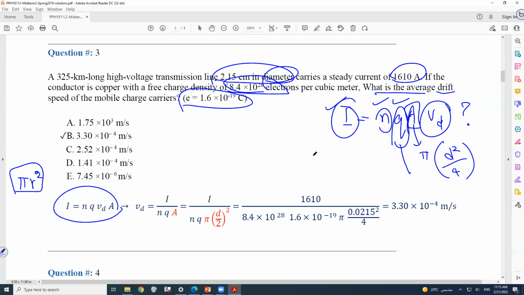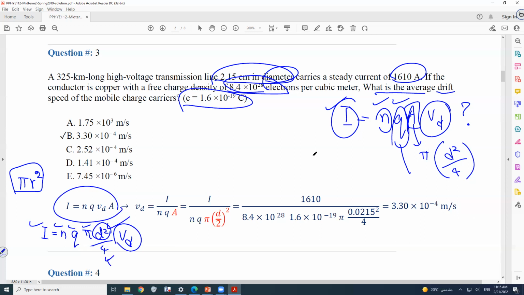Now my point is, in this equation, you can substitute what is given. N is given, Q is given, Vd is the question. Instead of A, you have pi d squared over 4. I is given, N is given, Q is given, pi, of course, you have the button in the calculator. Don't use 3.14, okay? Use the button in the calculator. And D is given. Vd is the unknown.